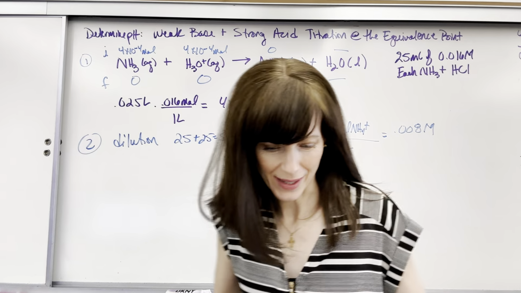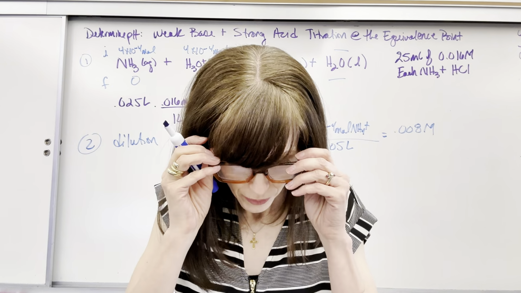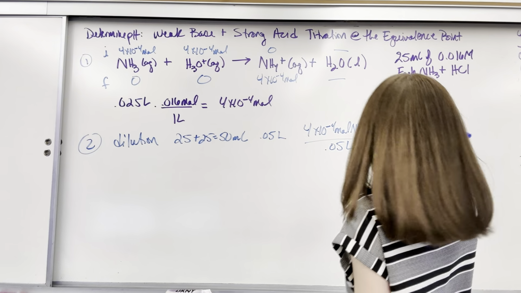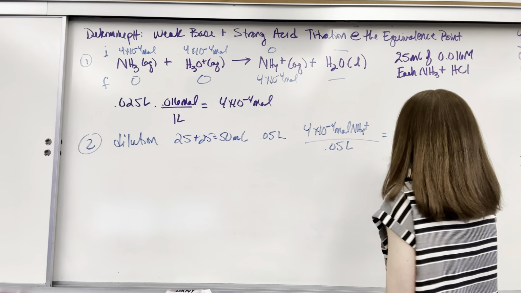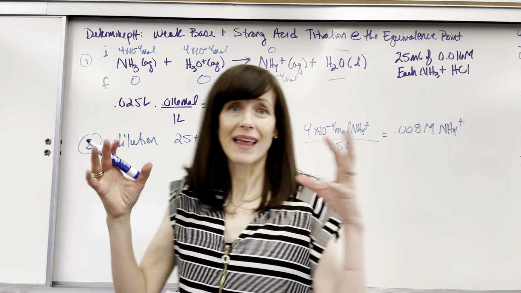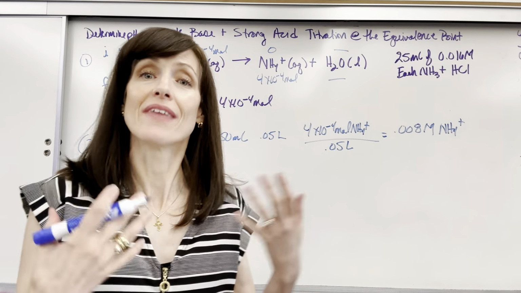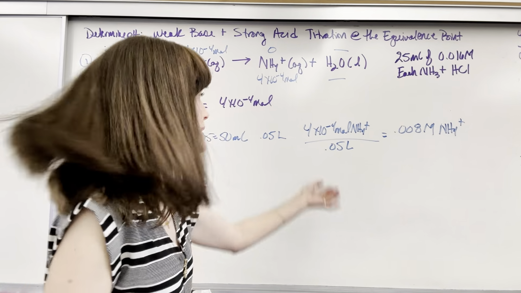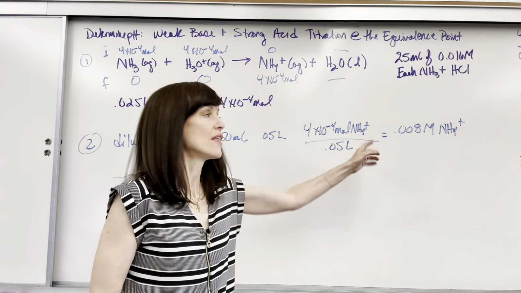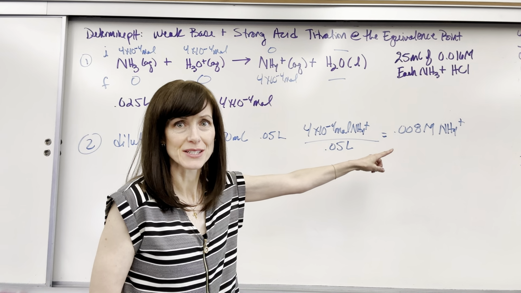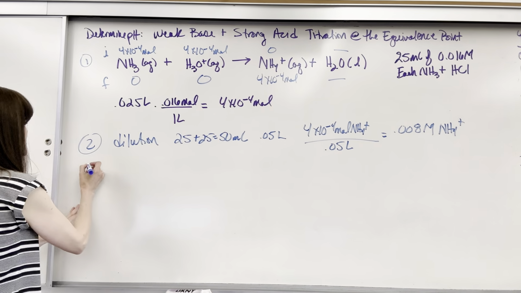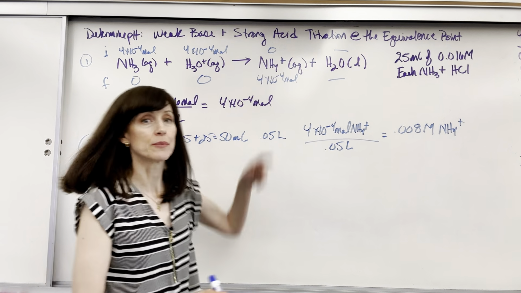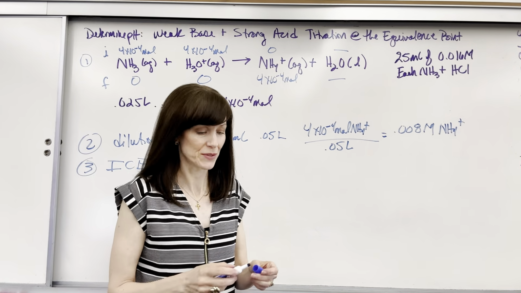Let me double check that. Yes, okay, I did my mental math right. Molar of the ammonium. Okay, so that is floating in the solution. That's going to partially react with the water because it is a weak acid. That will determine the pH. So here we come to step 3. It is an ICE table. You do the ICE table for the conjugate, what's left over.